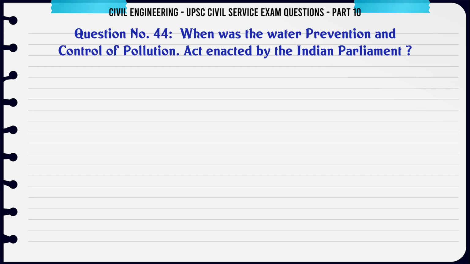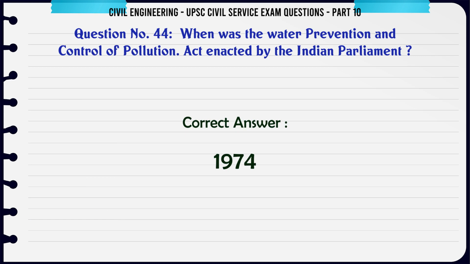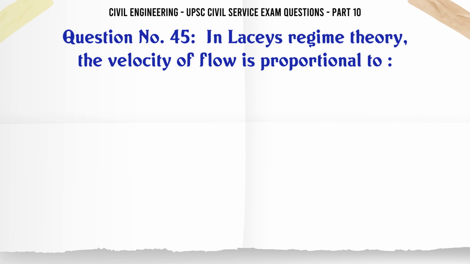When was the Water Prevention and Control of Pollution Act enacted by the Indian Parliament? A. 1970. B. 1974. C. 1980. D. 1985. The correct answer is 1974.